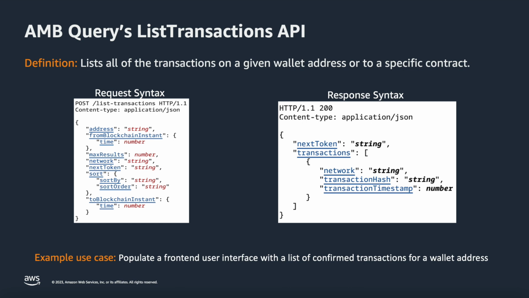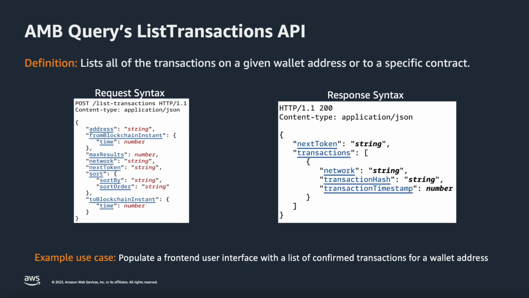The List Transactions API enables several use cases, such as populating a user interface with transaction history for blockchain wallet applications. For example, you can use the List Transactions API to retrieve a list of transactions for a given externally owned address or smart contract on the Ethereum mainnet and then display the data on your user interface.